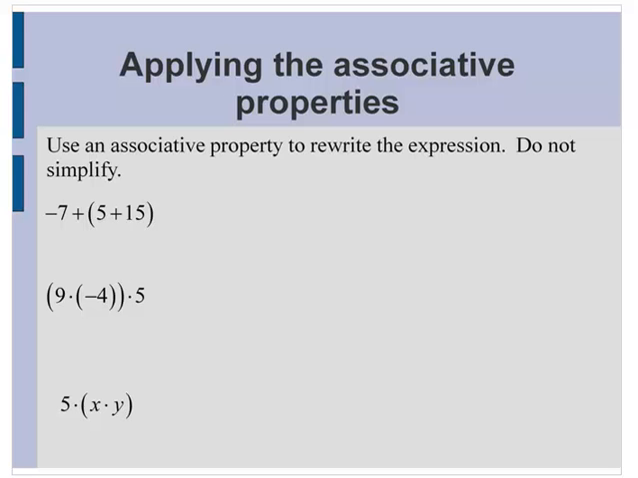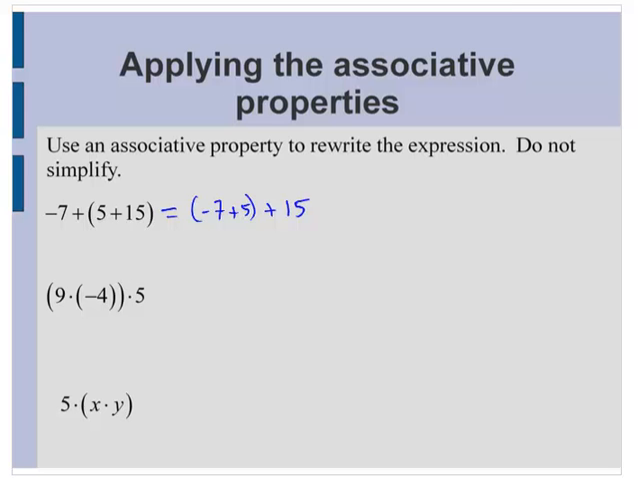Again, let's use the associative property to rewrite the expression, but again, we do not want to simplify. So here we have -7 plus the quantity 5 plus 15. So we have additions, and again, this is important, we must have additions. We can rewrite this as -7 plus 5 and then plus 15. Where notice I've changed the grouping. I have the -7 plus 5 being added here first.